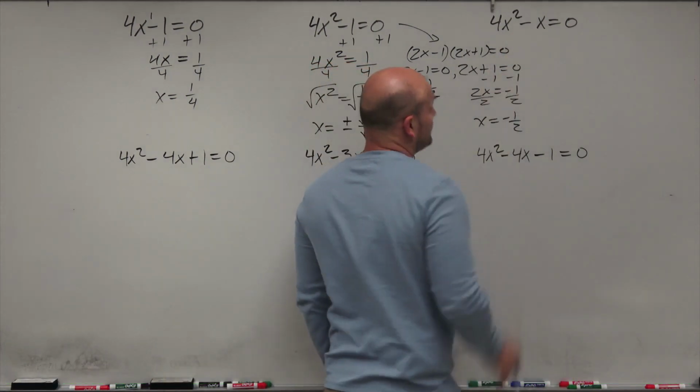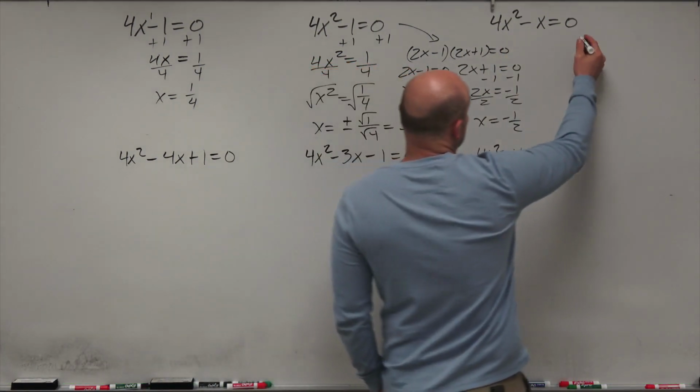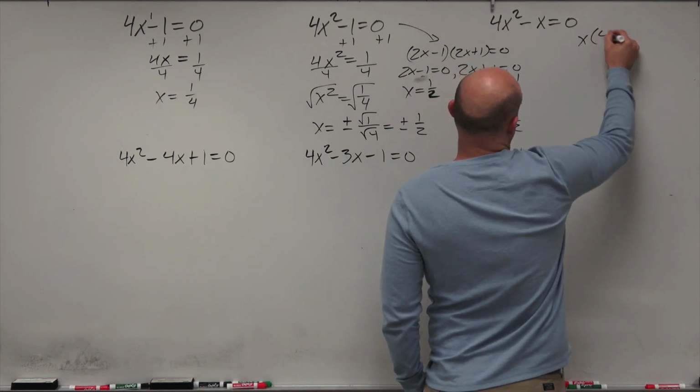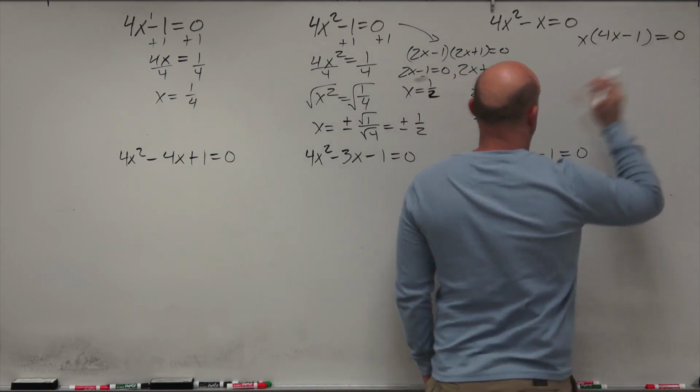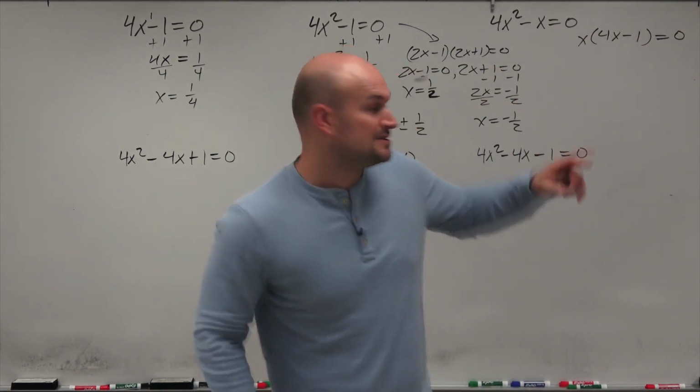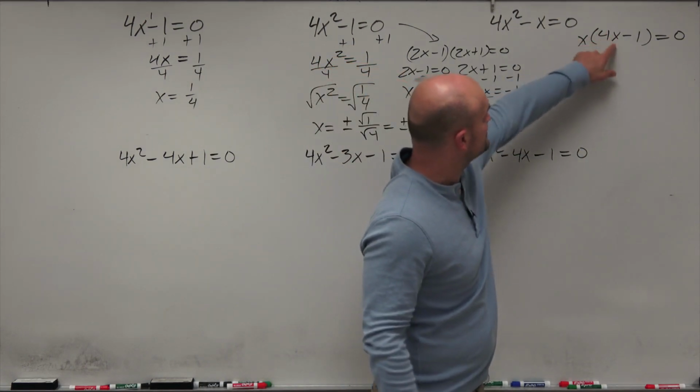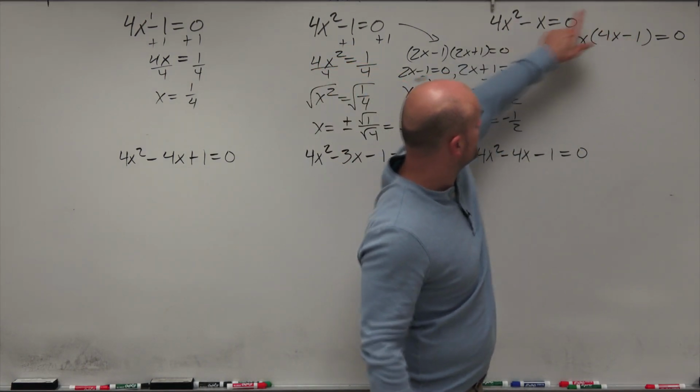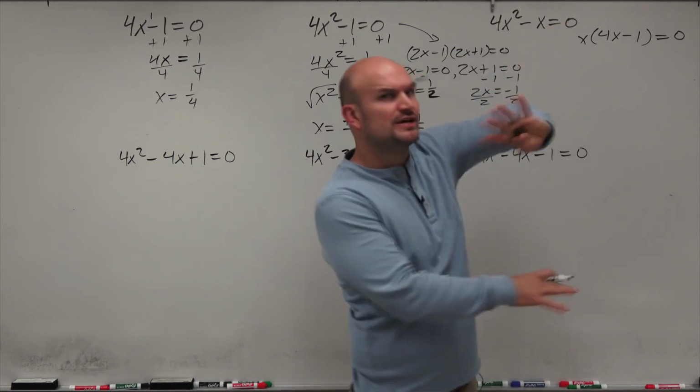And in this case, you can see they both have a common factor of x. So if you divide out an x, what you're going to be left with is 4x minus 1 equals 0. Now you can always check your answer by multiplying your variable back. So x times 4x is 4x squared. X times -1 is going to be a -x, right?